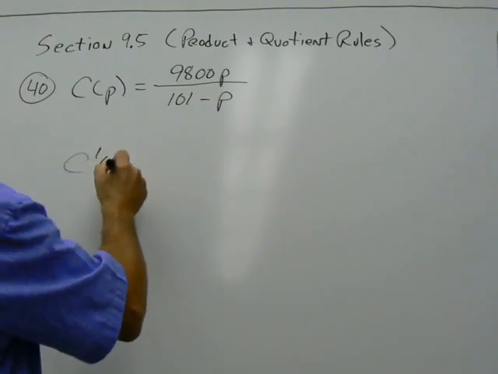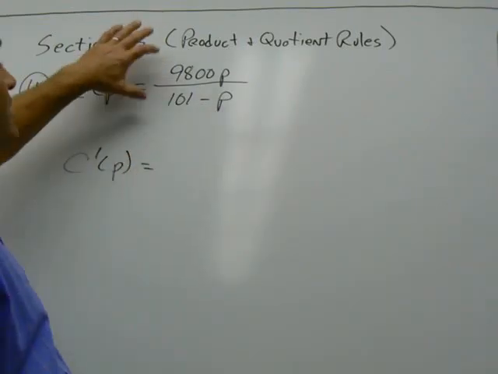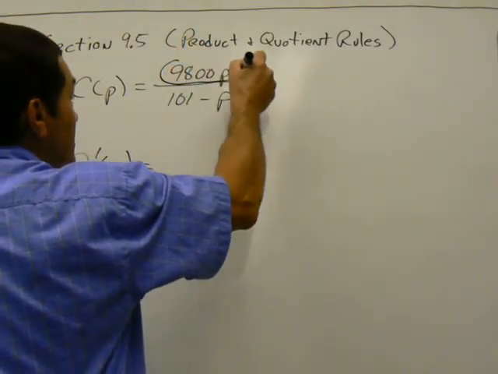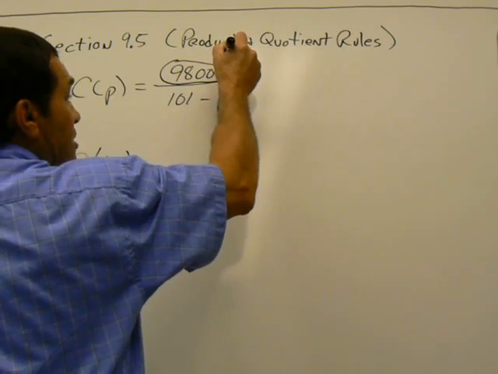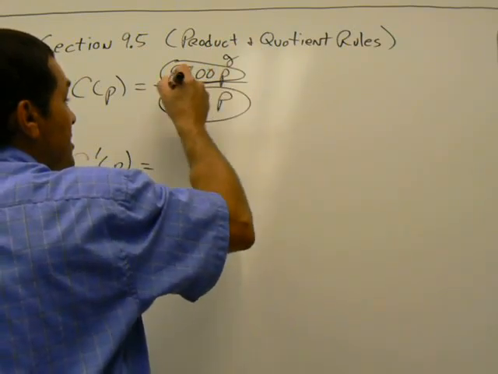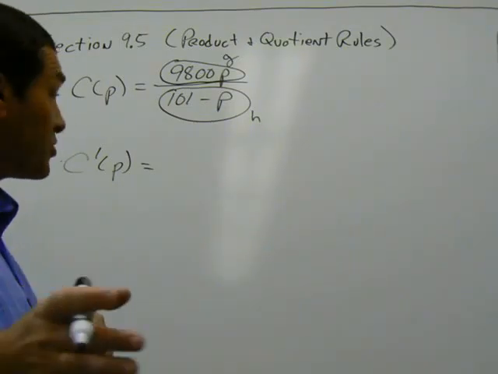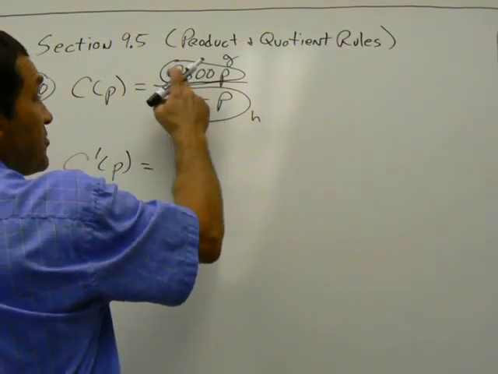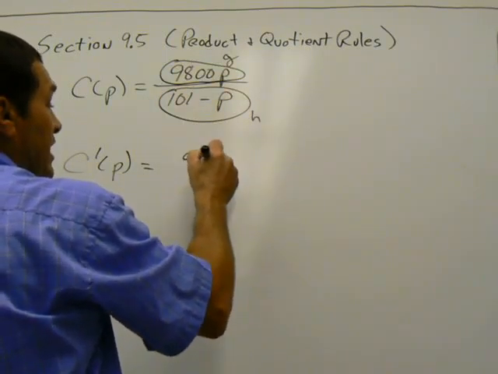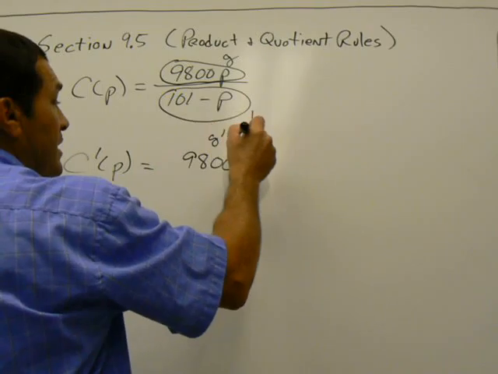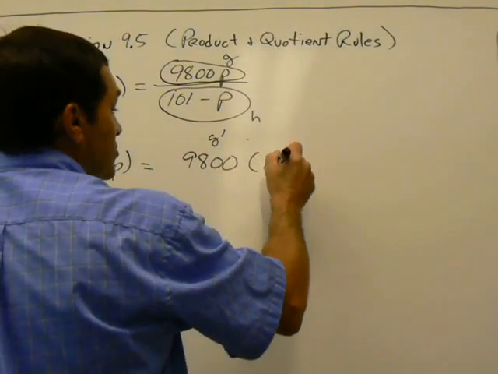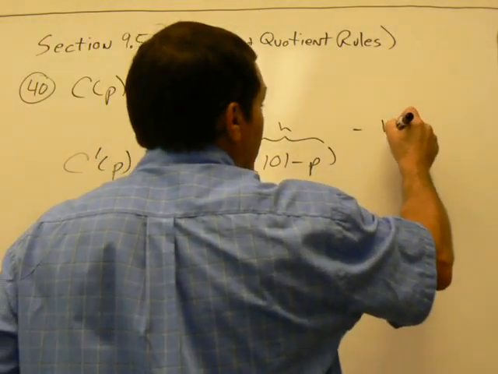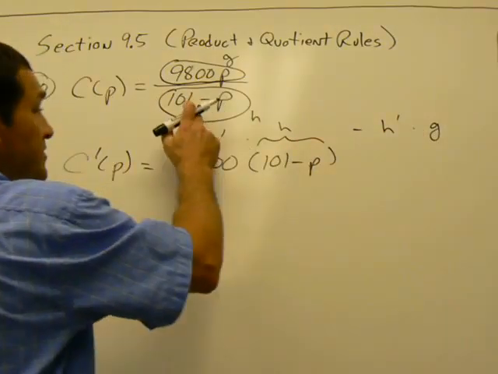Now, to find the derivative, the first thing you do is you recognize this is a quotient of two functions. Think of the numerator as being function g, the denominator as being function h, and use the quotient rule. You take the derivative of function g, the function in the numerator. The derivative of 9800p would be 9800. That's g prime. You multiply that by the function h, 101 minus p. That's your h.